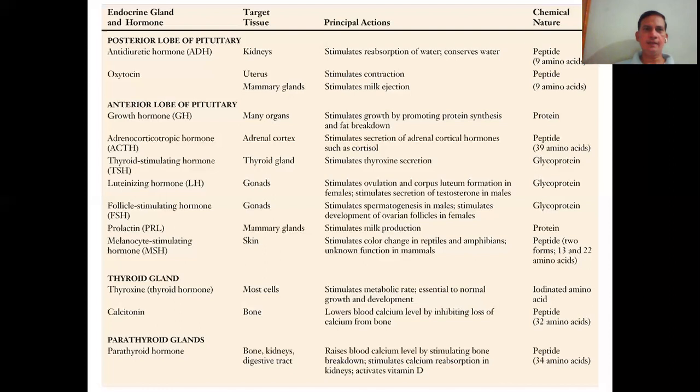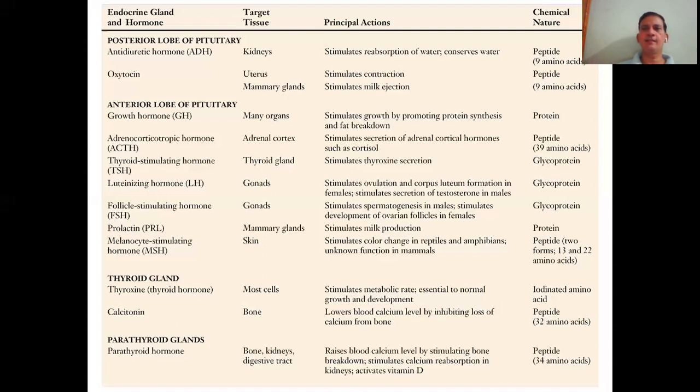Another one secreted by the anterior lobe is prolactin. The target cell is the mammary glands and it stimulates milk production. And this is also a protein chemically. The next one is the melanocyte stimulating hormone. The target tissue is the skin. It stimulates color change in reptiles and amphibians, and the function is unknown in mammals. This is a peptide and it has two forms, of 13 and 22 amino acids.